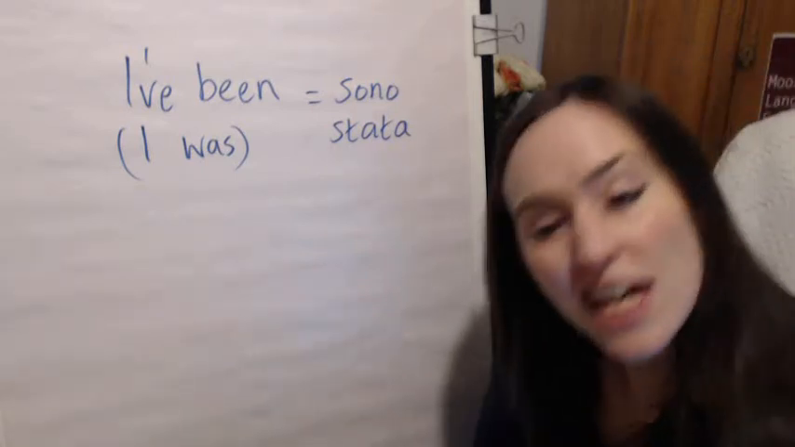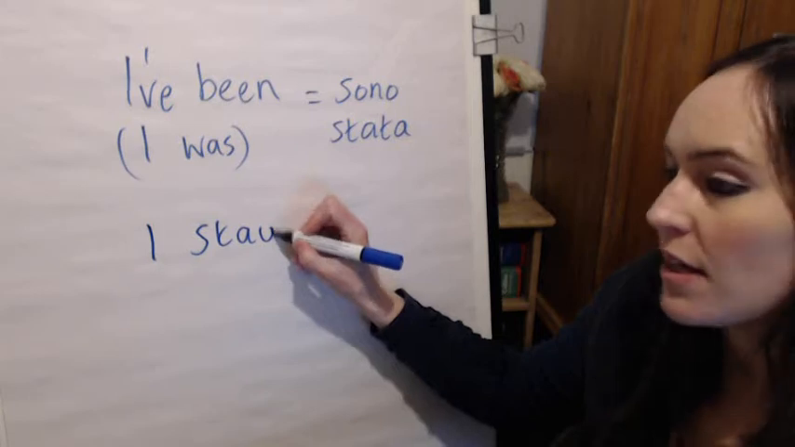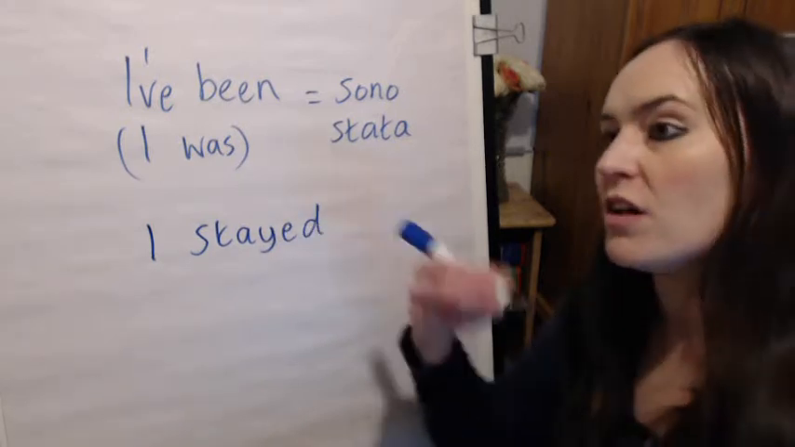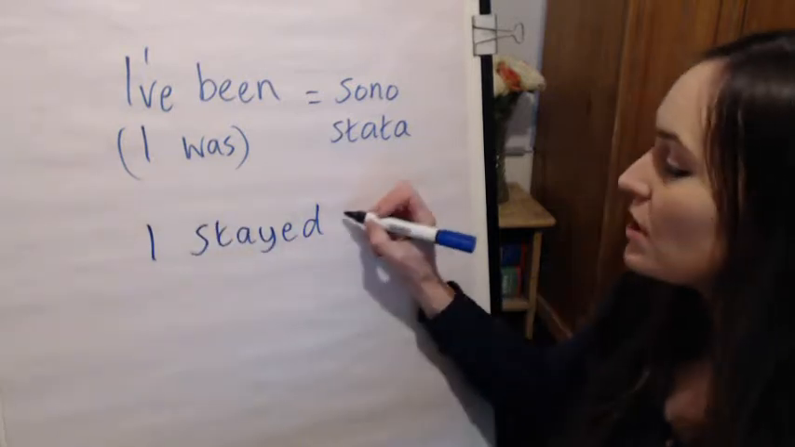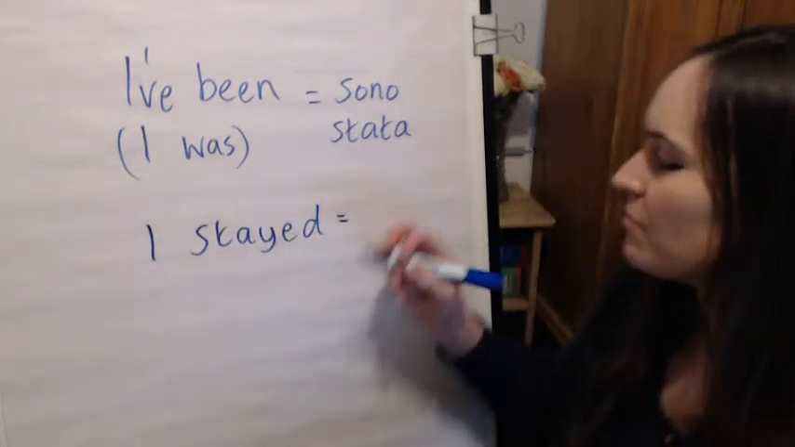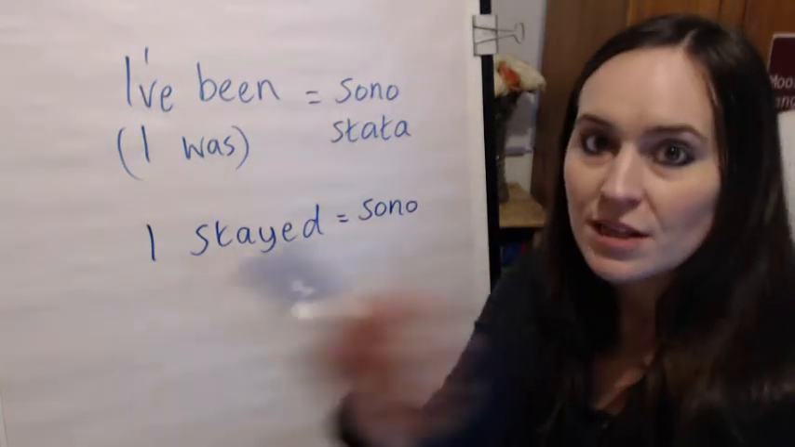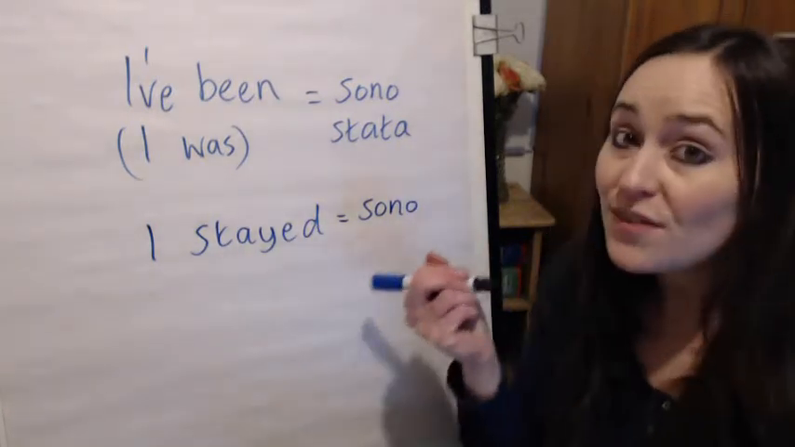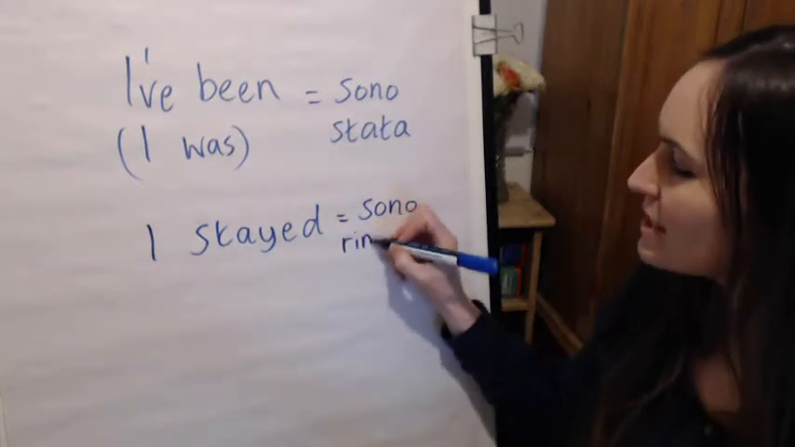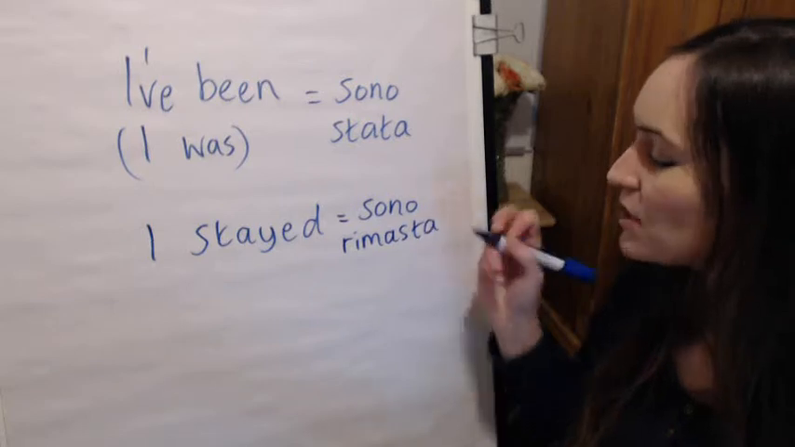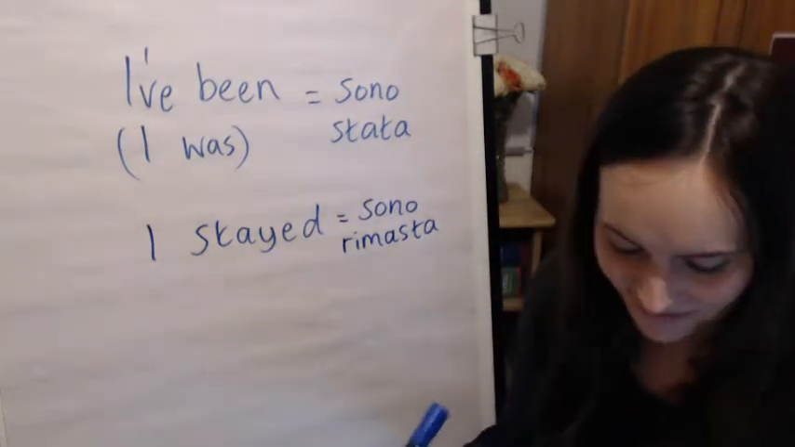So, what about I stayed? Like, where did you stay in, I don't know, in France? I stayed in a hotel, or I stayed in Paris. So that is from the verb rimanere. If you're talking about I, and then the past participle, with these verbs, remember sono instead of ho. Sono rimasta. Io sono rimasta a Parigi in un albergo, for example.